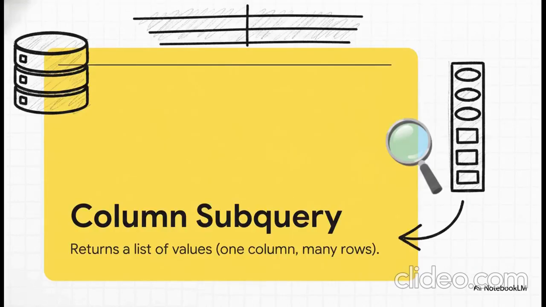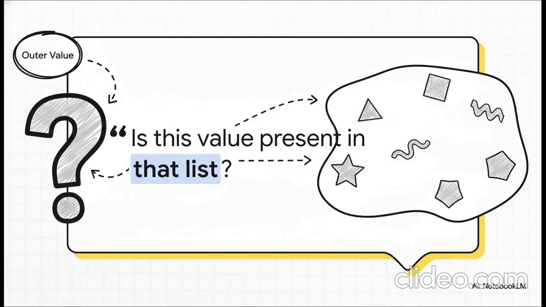Okay, so that's a single value. But what if the inner query returns more than one row but still just one column? Well, that's our next type, a column subquery. Instead of one single value, it hands you back a whole list of values. And this brings us to a whole new mental model. Here, you're not comparing against one number anymore. You're checking for membership. The question completely changes. It becomes, is the value from my outer query present anywhere inside this list that my inner query just generated?